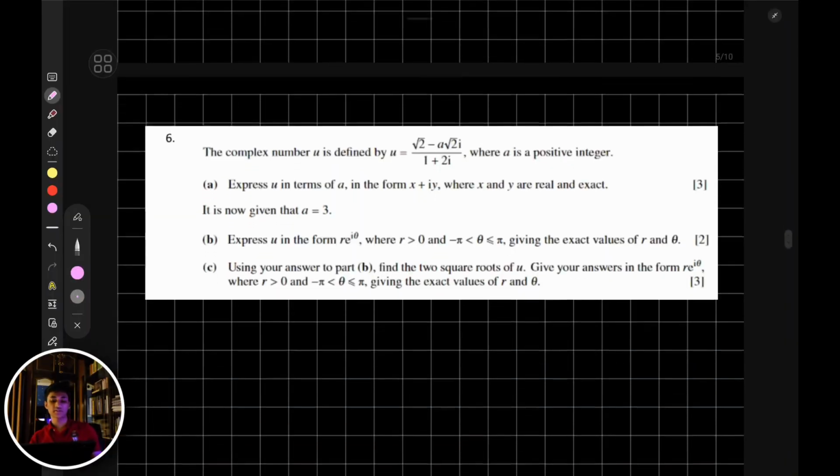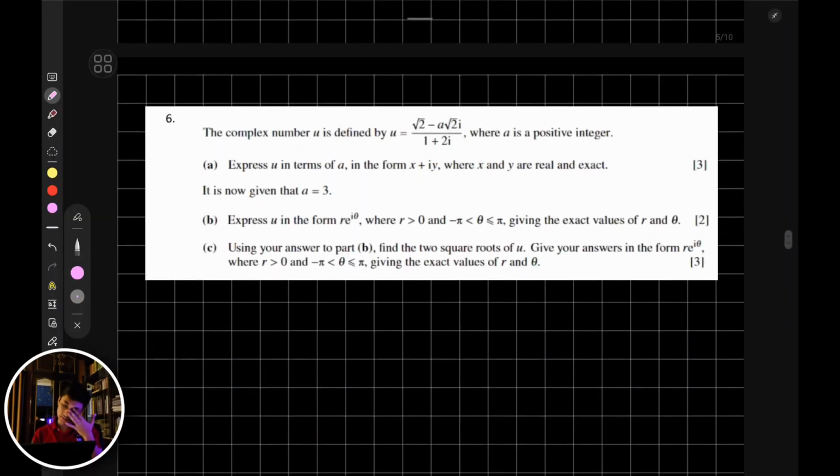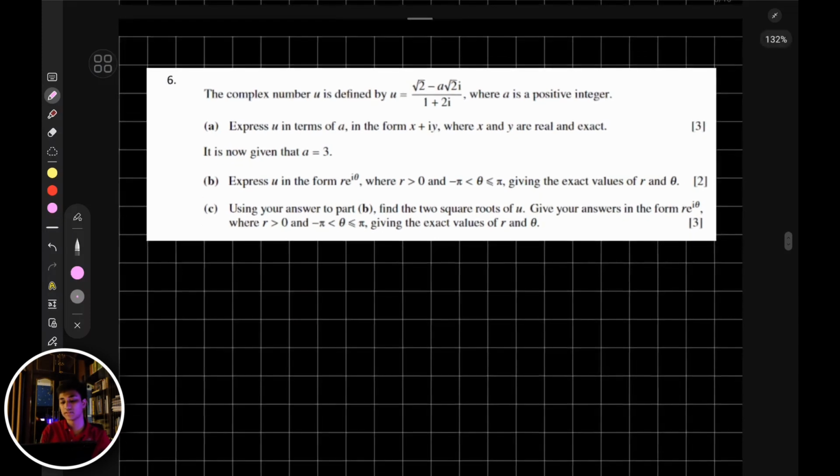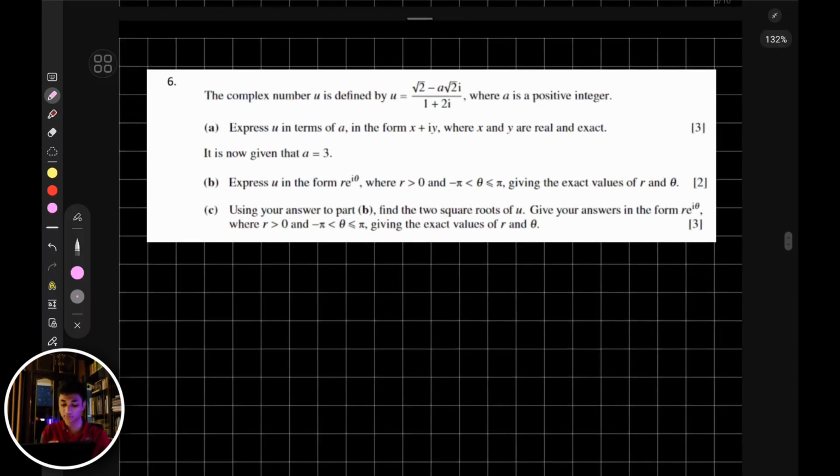Okay, so question 6. What do you do over here? They're telling you that u is a complex number defined by (√2 minus a√2i) divided by (1 plus 2i). They're asking you in part a to express u in terms of a, in the form x plus iy, meaning they don't want a complex number in the denominator. So what are you going to try and do? You're going to simplify, basically remove the complex number from the denominator.